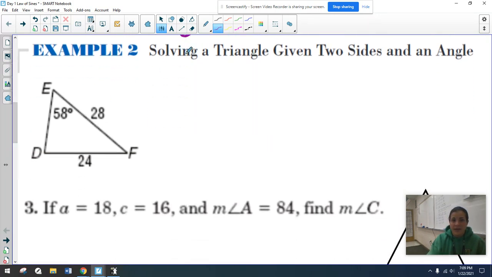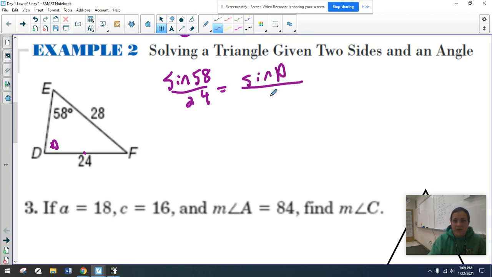The second type is solving a triangle when they give you two sides and only one angle. So right here, you can't find all the angles. So it's a little different. The reason why it's a little different is because an angle's missing. So I've got sine of 58 over 24. And I don't know what this is, so you can call it theta, you can call it d, whatever you want to do. So sine of d over 28.